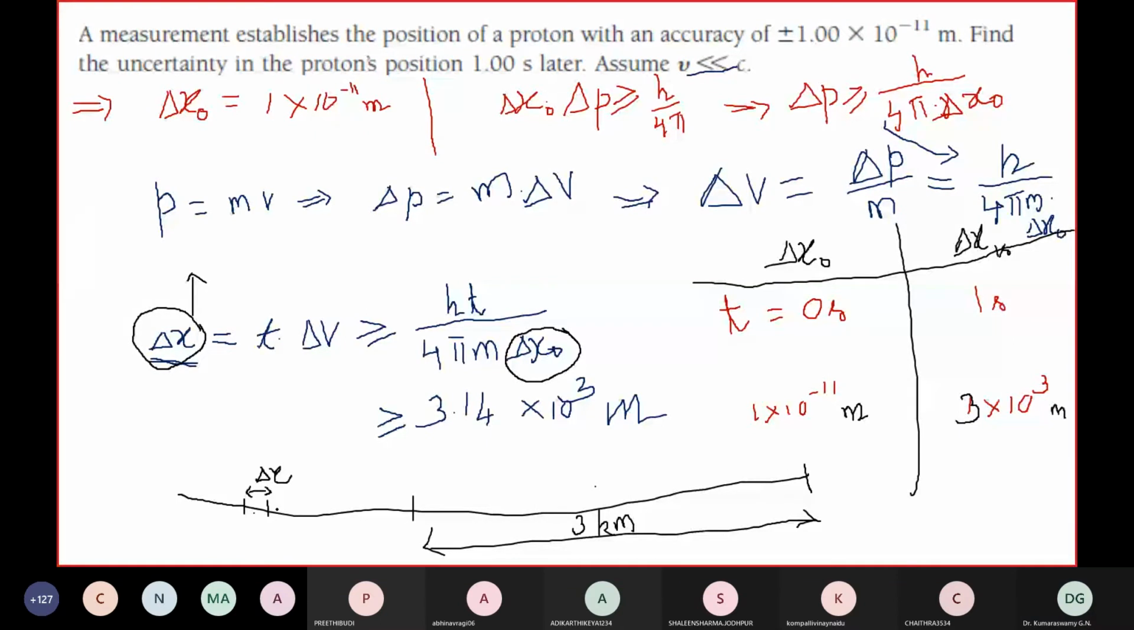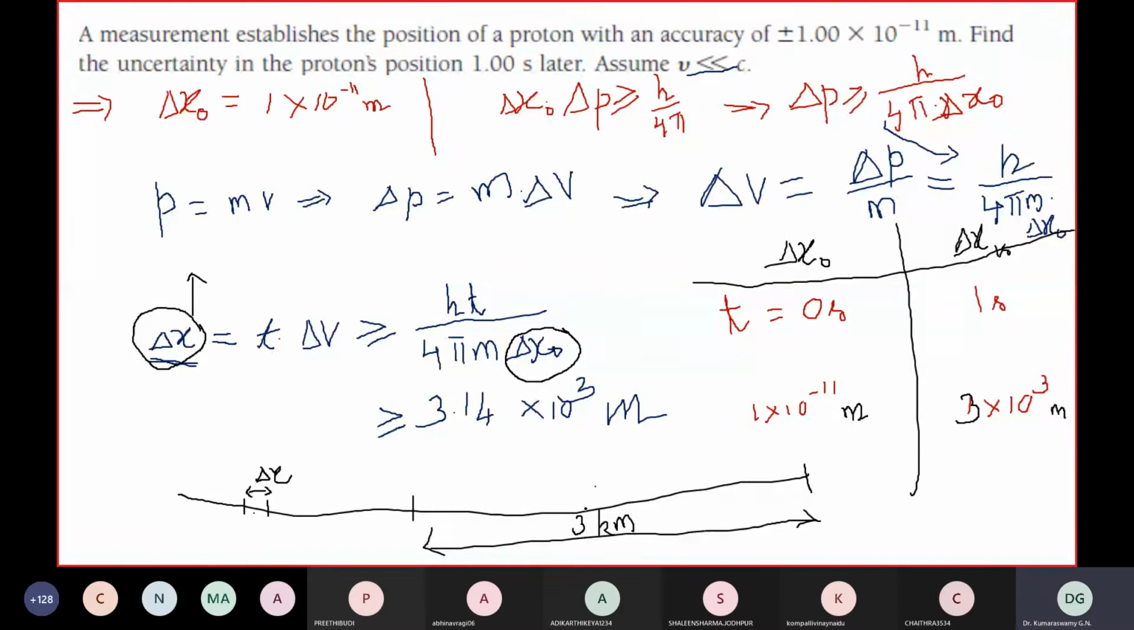So if you try to press on precision on the location of the particle at the moment, next moment you are going to lose it. Right? Do you understand this? Any doubt? Let me know. Sir, means the position will be in 3 kilometers or its size will become 3 kilometers?